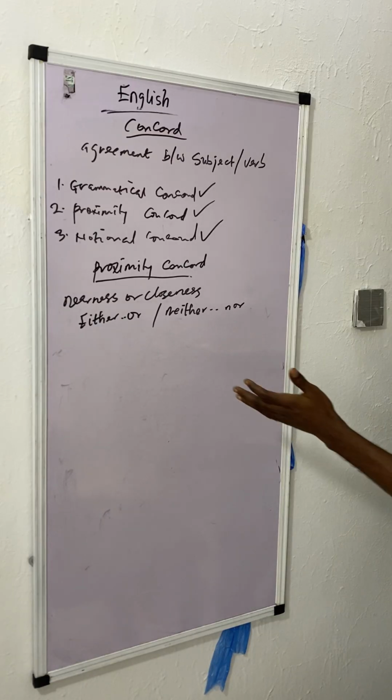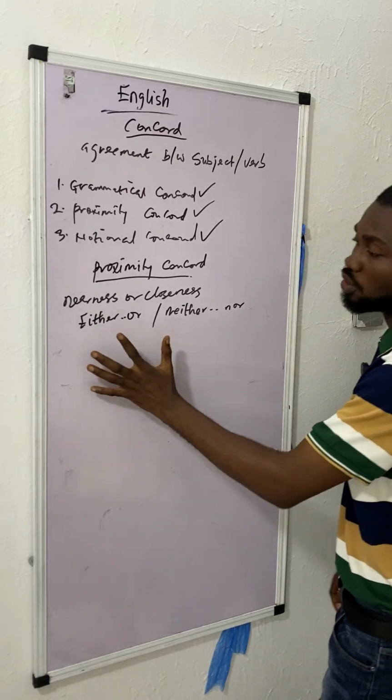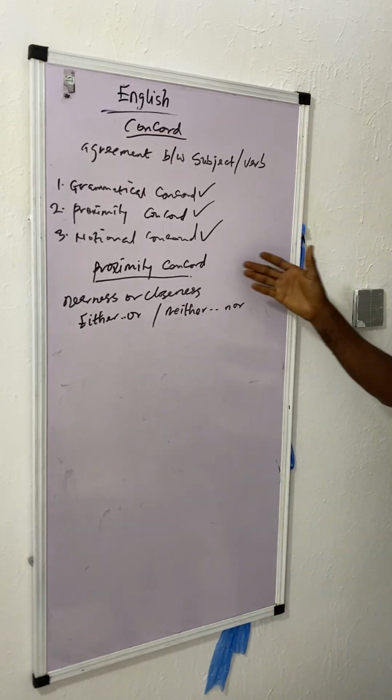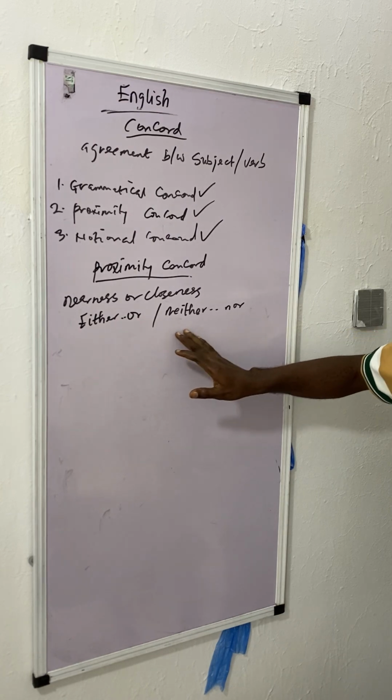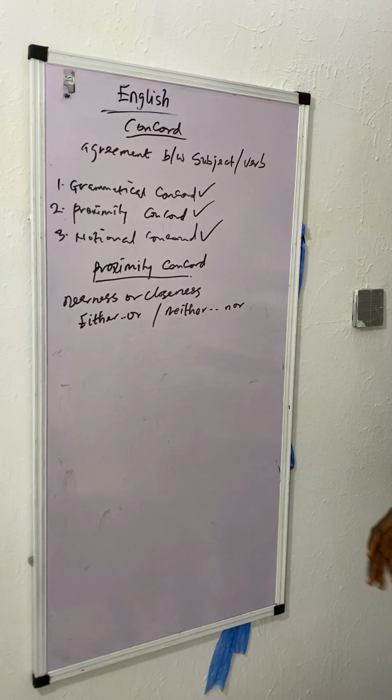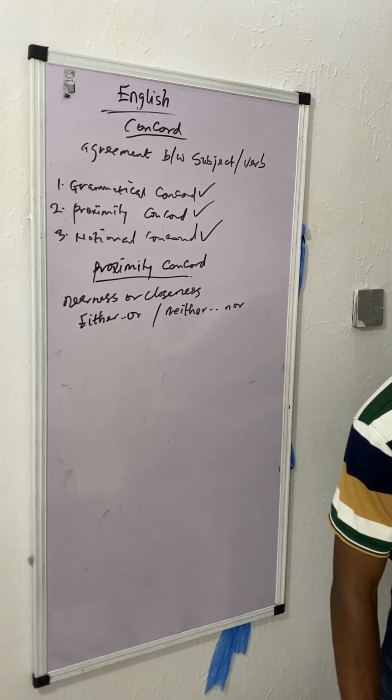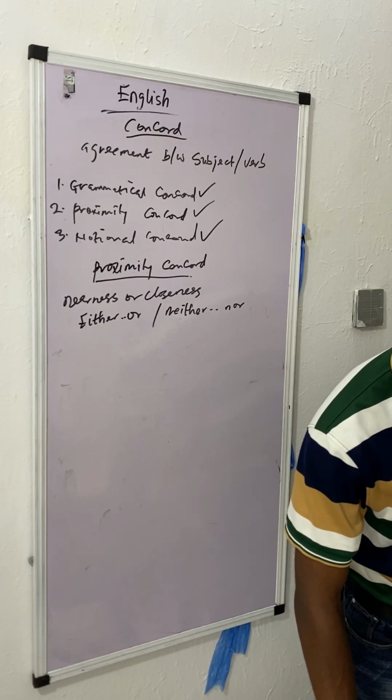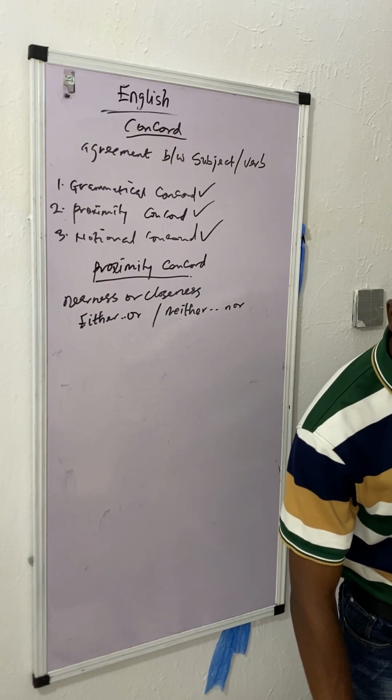All right. So both. Okay. They are the most common. We have other ones, but this proximity concord talks about these two correlative conjunctions. All right. Correlative conjunctions. Two words added together.